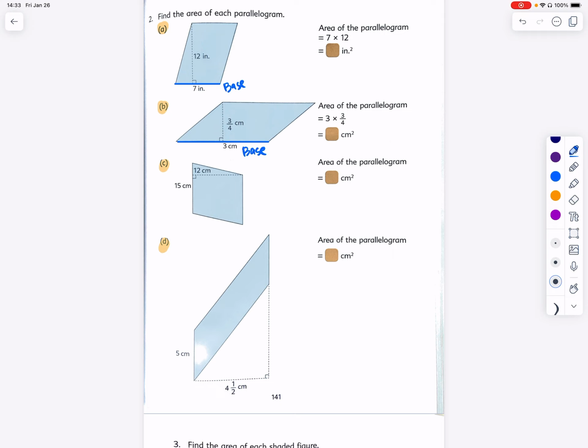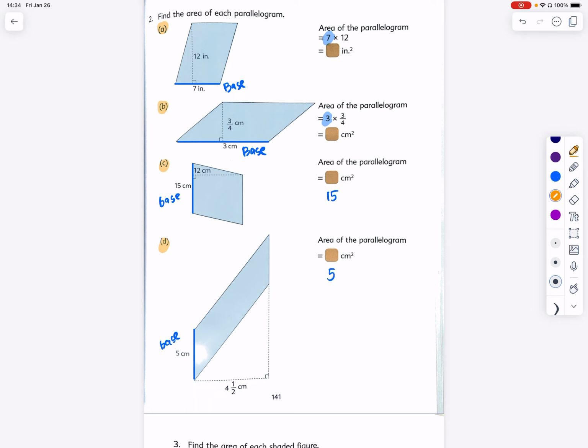Let's consider example C. Here our parallelogram is rotated. No problem. We can always find our base to be this line. We can always change our point of view. And also in example D, we can change our point of view by rotating our parallelogram, or rotating our book or a page, and find this to be the base. So in these examples, base equals 7, base equals 3, base equals 5, and here base equals 15.